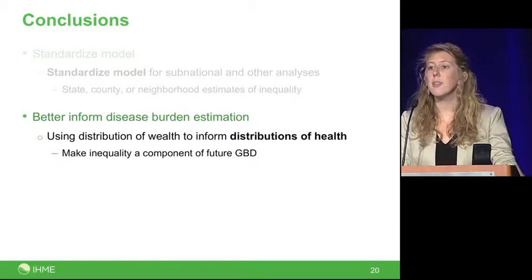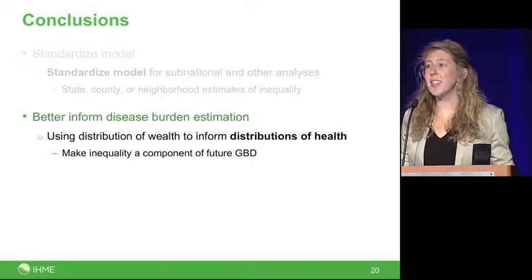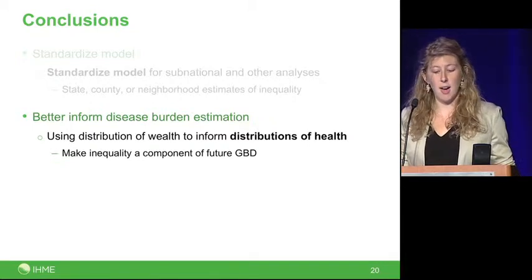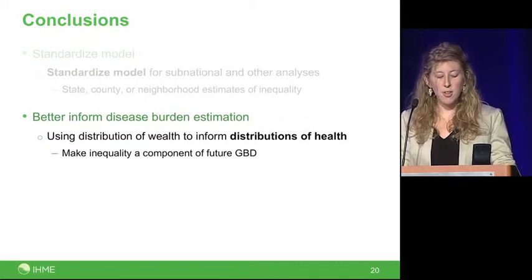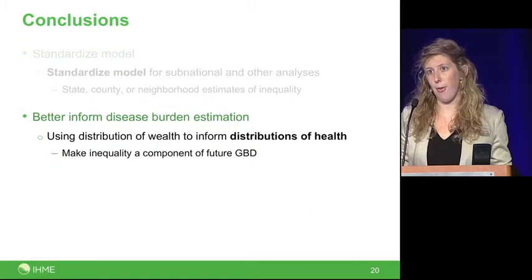Secondly, I hope to use this measure to better inform disease burden estimation. I hope that it's not only used as, for example, a covariate in estimating our cause of death models for the GBD, but also that we can begin to understand and use distributions of wealth to inform distributions of health.